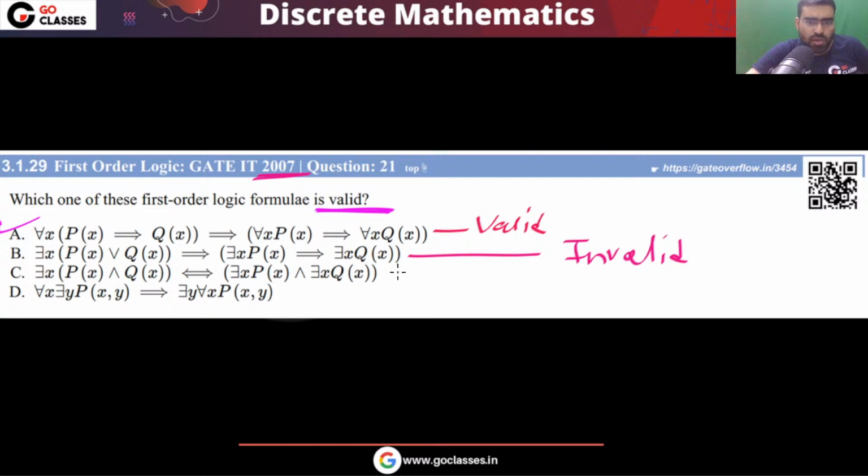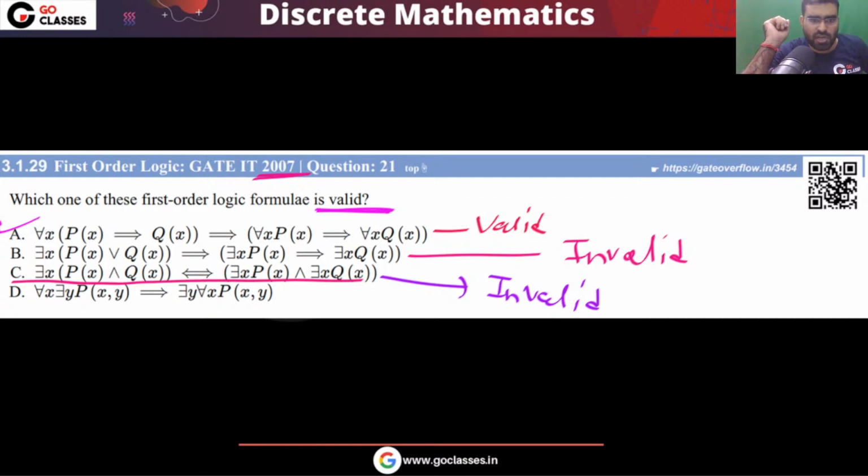In the next question, you can apply the table. Using the table, you can check that this will be invalid. From the table, you can check it or you can prove it. There is no problem, you can prove it also. Tell me, in this option C, which direction will be valid? The forward direction or backward direction? Which direction is going to be valid?